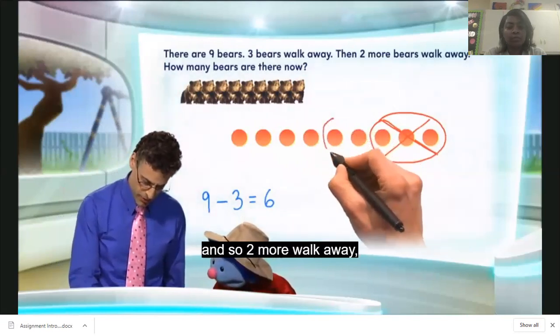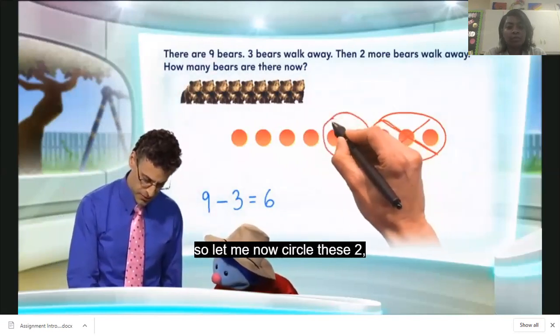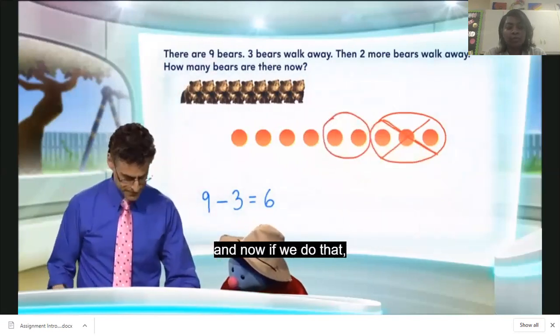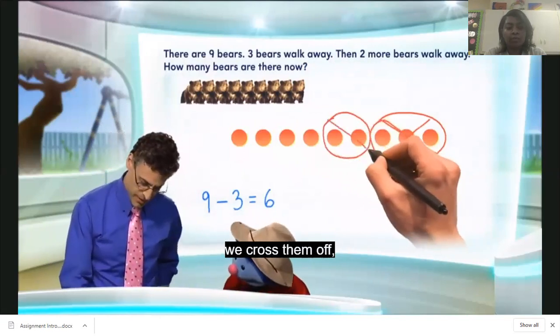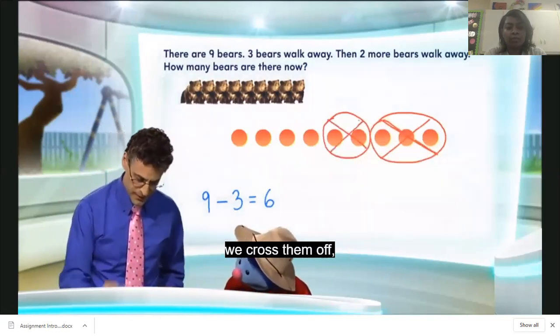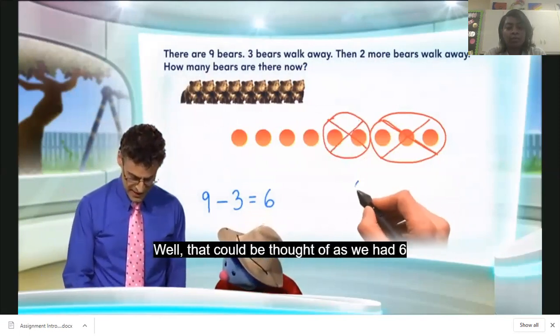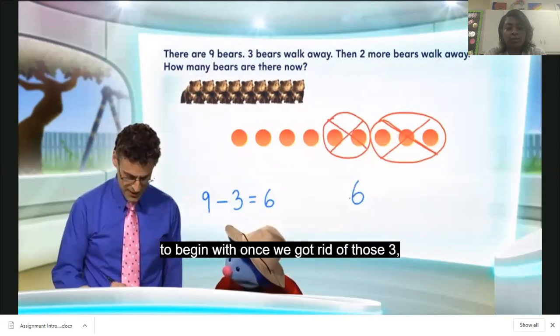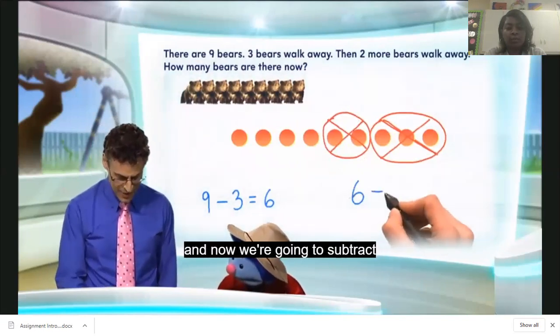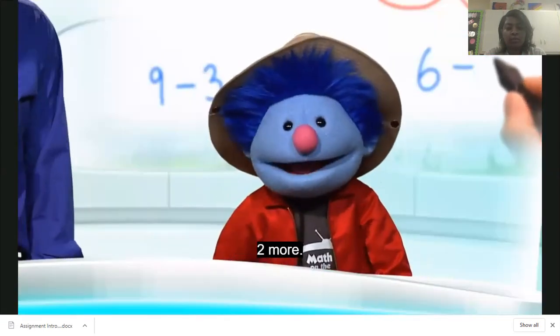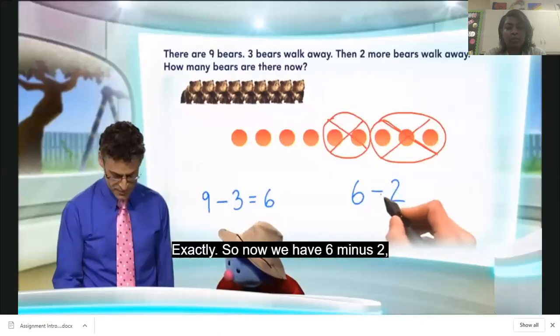And so 2 more walk away. So let me now circle these 2. And now if we do that, and cross them off. Well, now what is that? Well, that can be thought of as we had 6 to begin with once we got rid of those 3. And now we're going to subtract how many more? 2 more. Exactly. So now we have 6 minus 2.